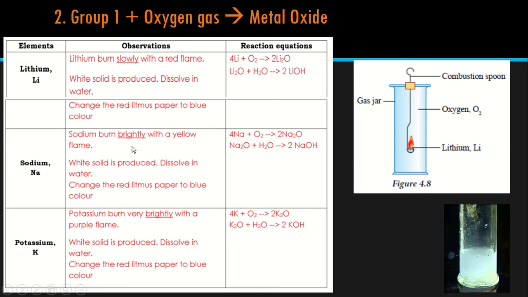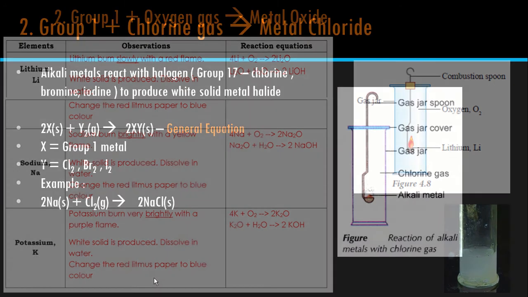Very brightly, yang ni brightly saja kan. Yang ni very brightly, kena letak perkataan very brightly. Tak ada nanti dalam exam salah. With a purple flame. So purple ni dia lagi terang dia punya nyalaan, bermakna dia lagi reaktif. Okay. Alright.